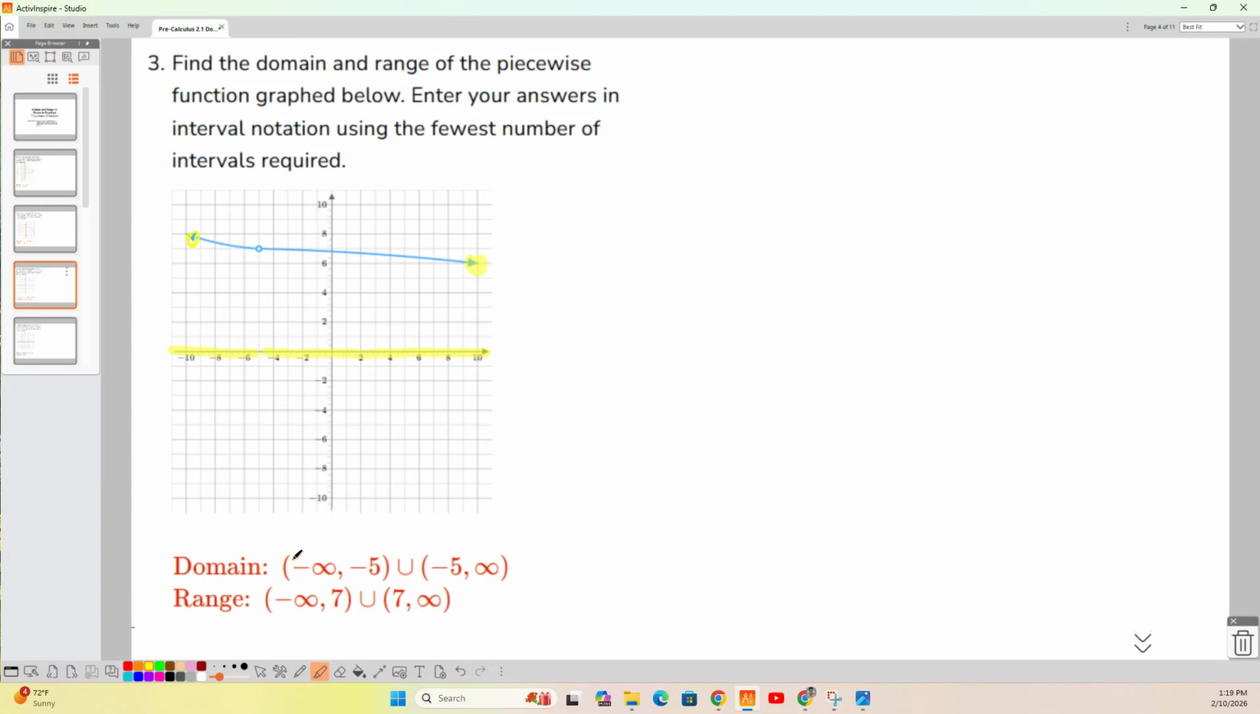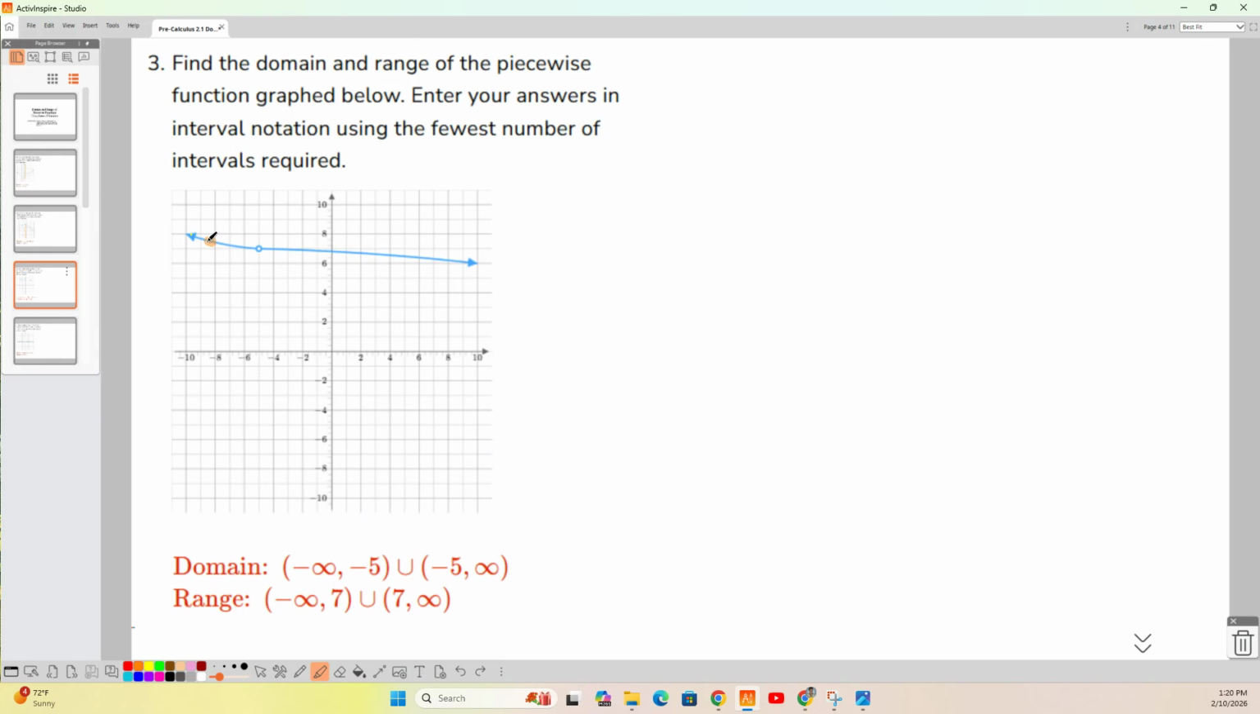So for the domain, the x values are negative infinity to -5, not including -5 because there is an open circle there. So use a parenthesis, union -5 with a parenthesis to infinity. Now for the range. You can see that the graph is decreasing here, and there's an arrow here. So that means that the graph is going to go down to infinity.